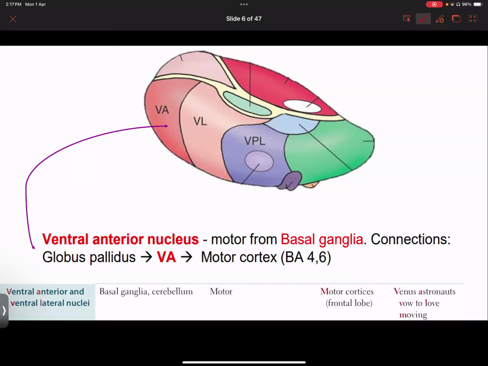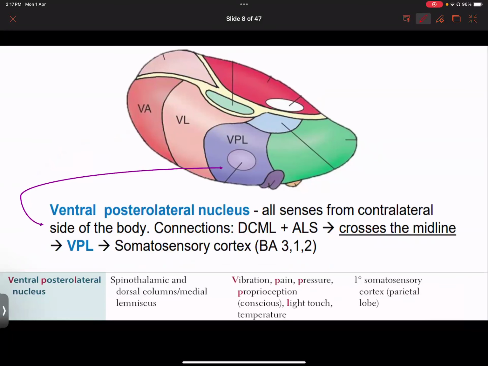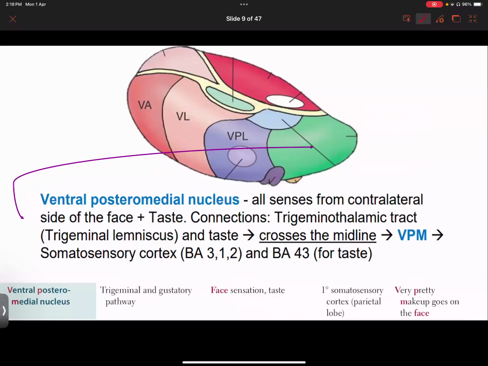Specifically, now we're talking about cerebellum, so you can think of signs that are in the cerebellum. Tamam. Then we have VPL and VPM, both of them somatosensory. One is from the body, one is from the face. Both of them are contralateral, and both of them eventually relay in the somatosensory cortex. Tamam. This is all you need to know about the thalamus.